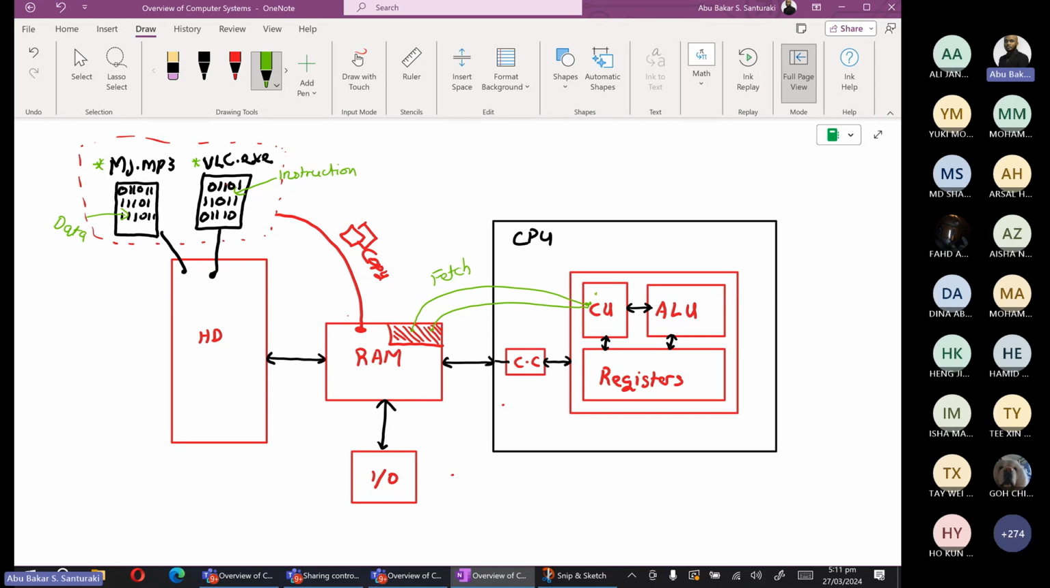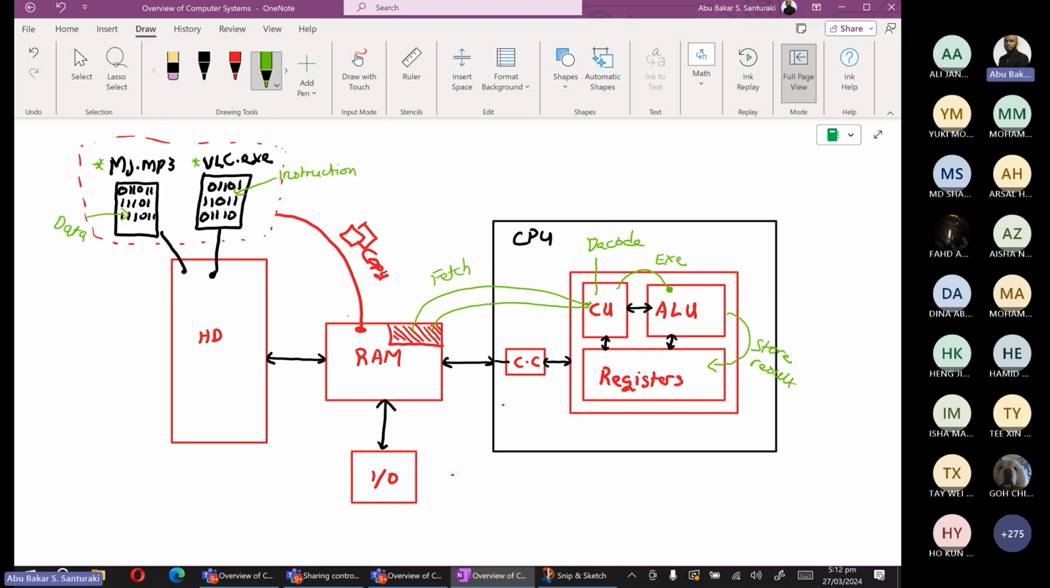Then once it fetches, it will then decode the instructions. Once the instructions have been decoded, that means I read and I understand what I'm supposed to do. Then I execute. To execute, it passes it on to the arithmetic logic unit. So the arithmetic logic unit then performs the actual execution. It does the transformation. Once the transformation has been done, then we store the results in the registers.